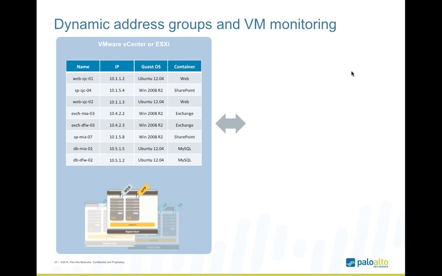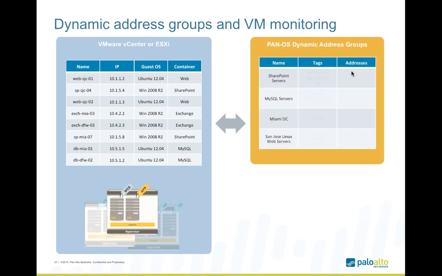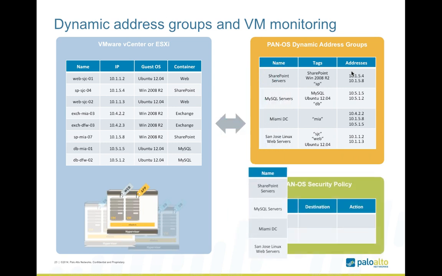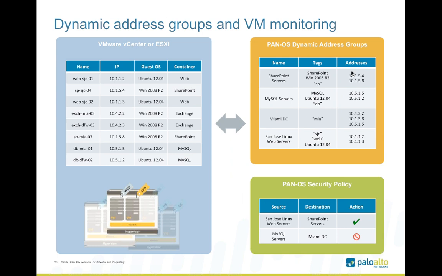So what this means practically to you: you might have these assets in your vCenter, and then in your Palo Alto, you will just define the dynamic address groups based on the attributes. You will define the SharePoint servers, the SQL servers, and the IP addresses will be populated dynamically with this integration that we provide to you. And in your policy, you'll use these dynamic objects and specify the actions, what is allowed and what is not allowed.